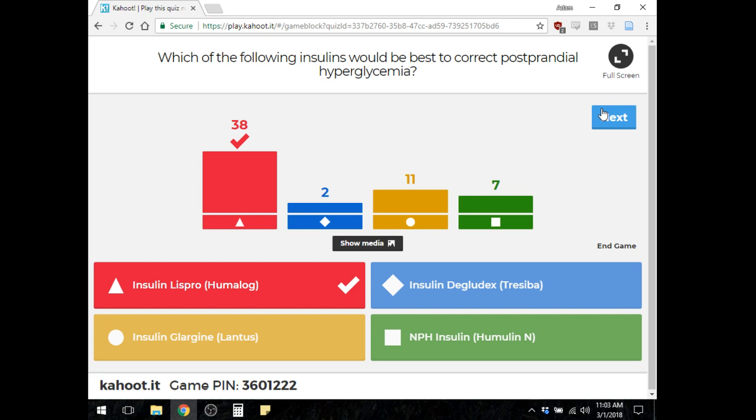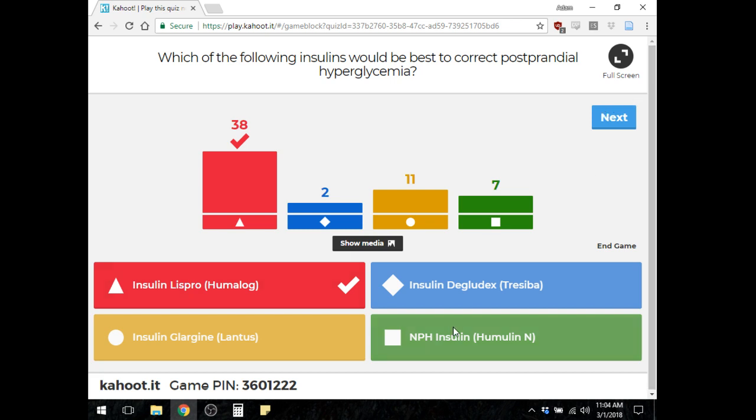There's Novolog, which is insulin aspart. And then there's another one, Apidra, which is insulin glulisine. Those are the three really rapid-acting ones. You could also use regular insulin. So if you saw Humulin R or Novolin R, those would be fine too, but they're not going to have as rapid an onset as the newer, shorter-acting ones like Humalog, Novolog, things like that.